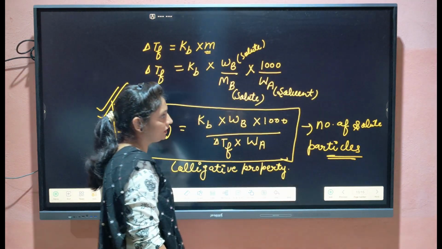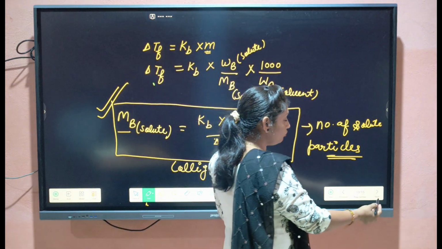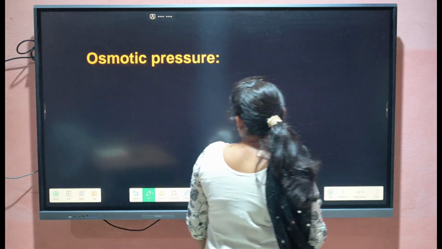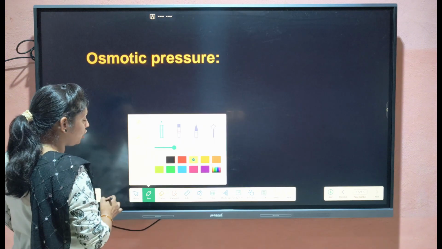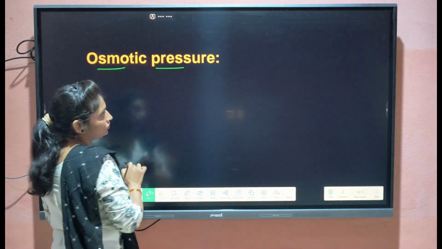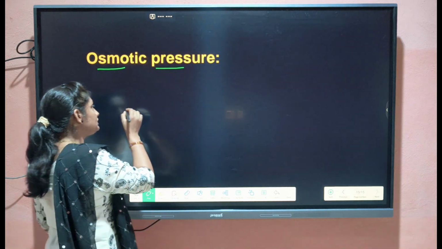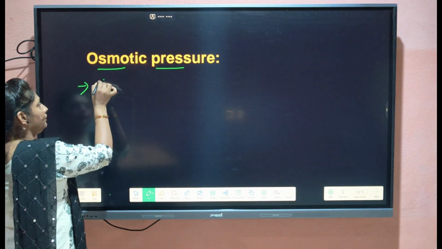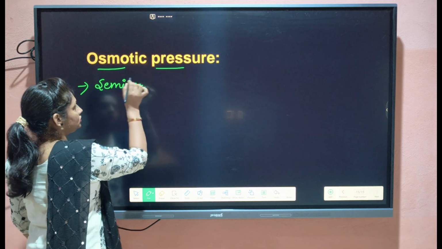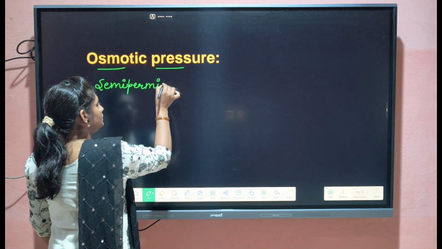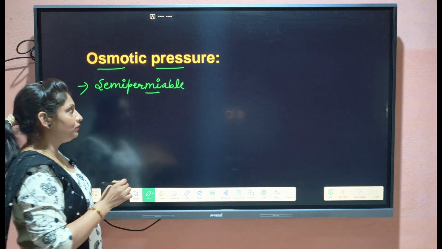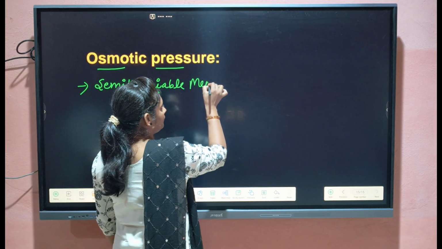So we have done 3 colligative properties. Now move to the next. Next colligative property is osmotic pressure. First of all, we should know what a semi-permeable membrane is. First, we will discuss some basic terms related to this topic, semi-permeable membrane.